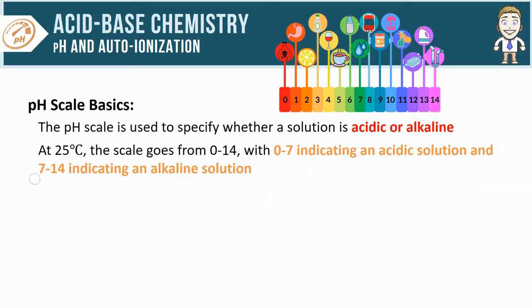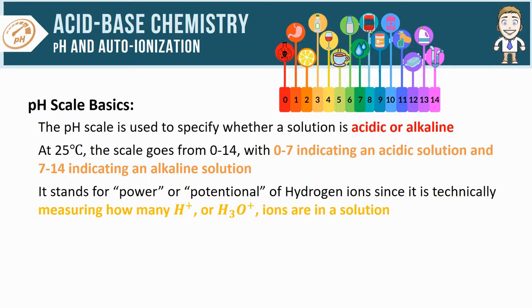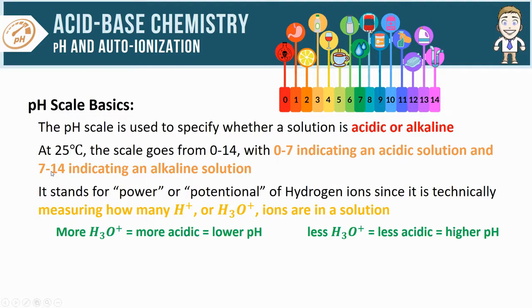If you've ever wondered what pH stands for, it's power or potential of hydrogen ions. That's why the H is capitalized for the symbol of hydrogen, since it's technically measuring that. It measures how many H pluses, or more accurately, how many H3O plus ions are in the solution. The more H3O pluses you have, the more acidic your solution is, the lower the pH comes out to be. The opposite is true if there's less H3O plus ions.